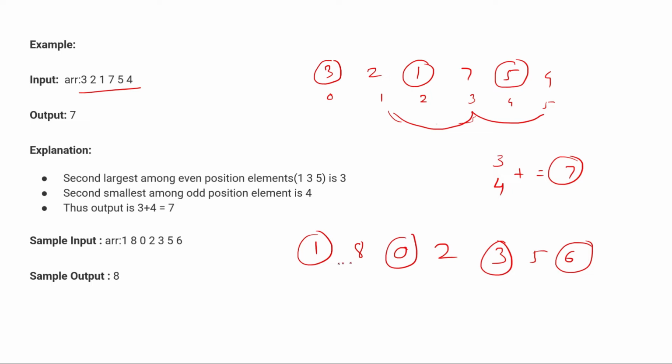Okay, so if we sort it, then the output will be 1, 0, 1, 3 and 6. So second largest will be 3, and then second smallest will be 2, 5 and 8, and then second smallest is 5. Okay, so 3 and 5 output is 8. Okay, so we'll start the coding part now.